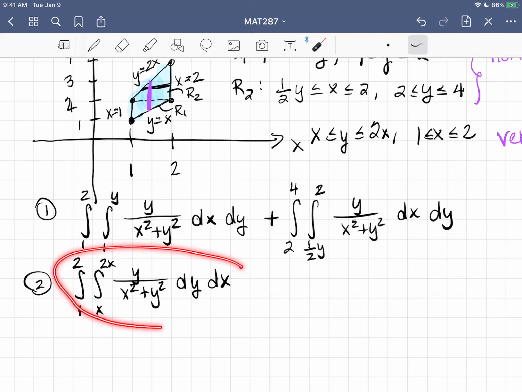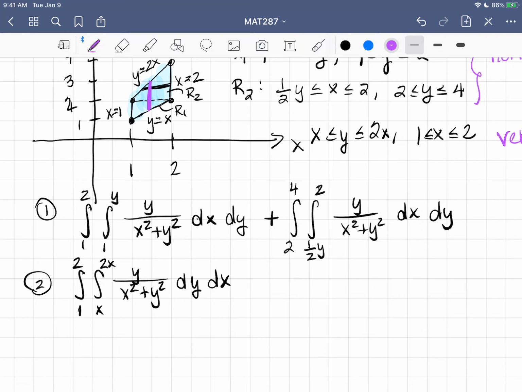I like this one better, right? Because if I see here, I've got x squared plus y squared in the denominator, and I've got the derivative of y squared here up top. So I can use a u substitution to evaluate that. All right, let's go ahead and do it together just to make sure we're all confident on our abilities.